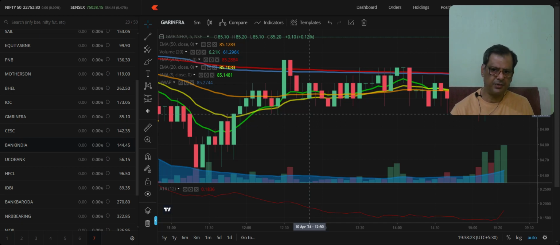6,000 compared to 61K. Now that is really pathetic. But you have a 10 paisa movement, 0.12%. That doesn't mean... again, there's a volume-price divergence. So, and if you see here, this is what happens.